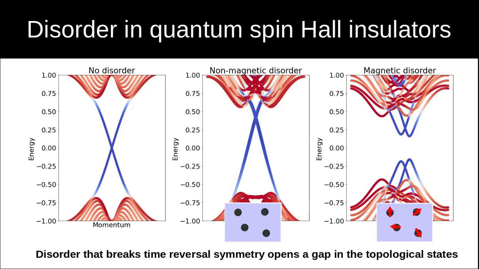But if you now add disorder that breaks time reversal symmetry, then your edge states open up a gap and you no longer have gapless helical modes. So quantum spin Hall insulators are resilient to disorder that does not break time reversal symmetry, but they are actually not resilient to disorder that breaks time reversal symmetry.